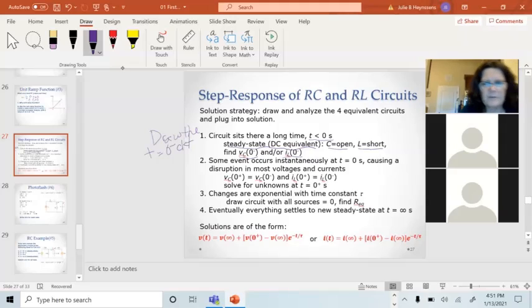A lot of times on my exams, I will put a problem on there and I just ask you to draw the 4 circuits and not even solve for anything. Because being able to draw the circuits is what's going to simplify things to make it possible for you to do this. Next thing that happens is some event occurs instantaneously at t equals 0 seconds, and it causes a disruption in the voltages and currents.